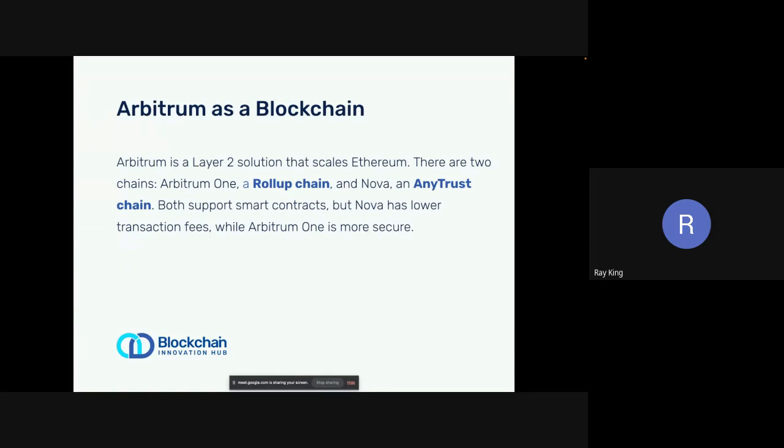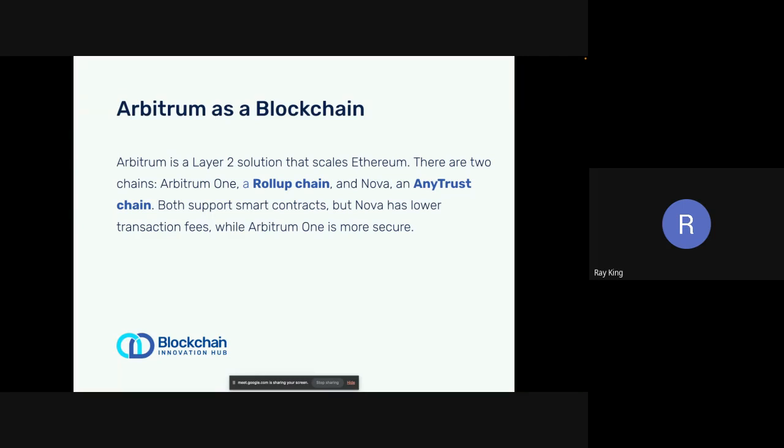Now, we'll be looking at Arbitrum as a blockchain. Arbitrum is a layer 2 solution that scales Ethereum. Yesterday, we understood layer 2 solutions and what they do. And then we also said Arbitrum, we gave the description of the example. Arbitrum is a layer 2 solution. That was in yesterday's slide, so you can just check that out.